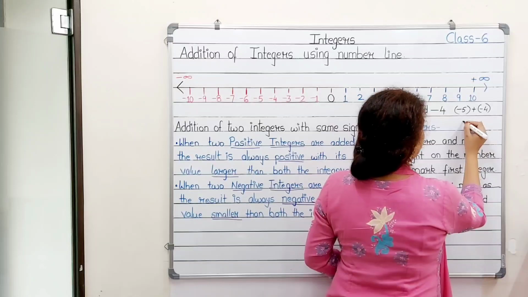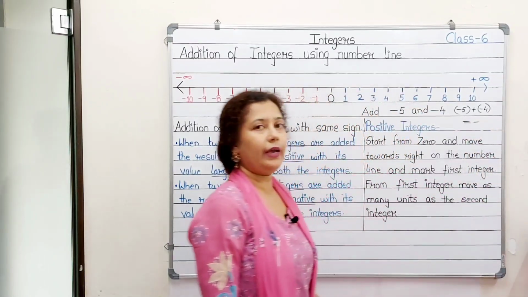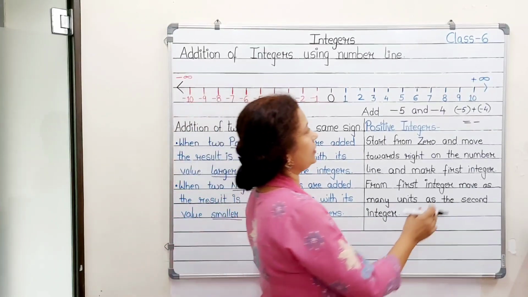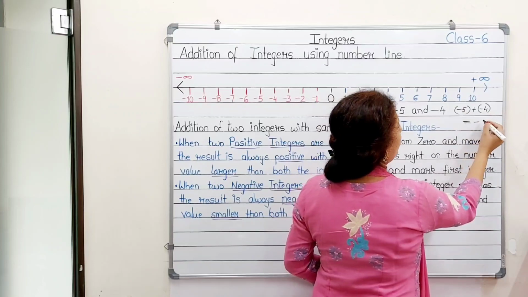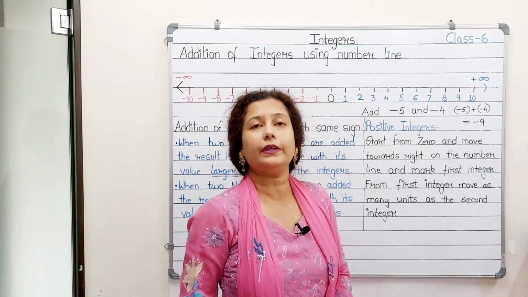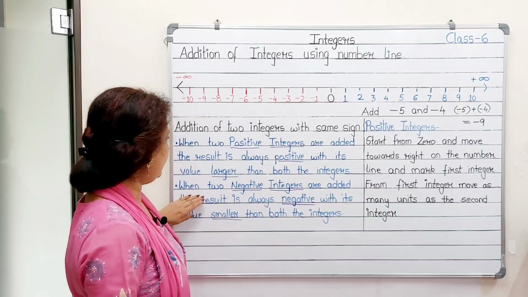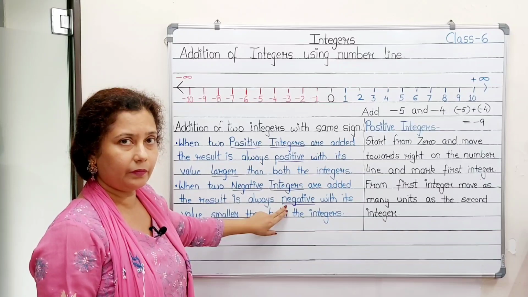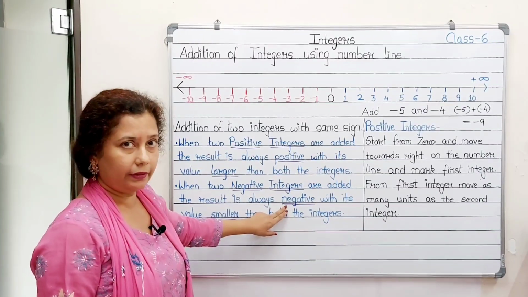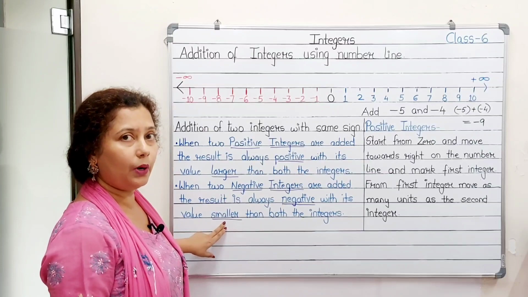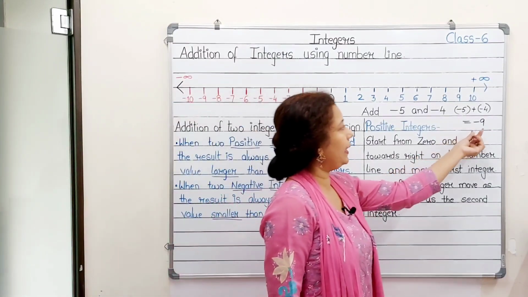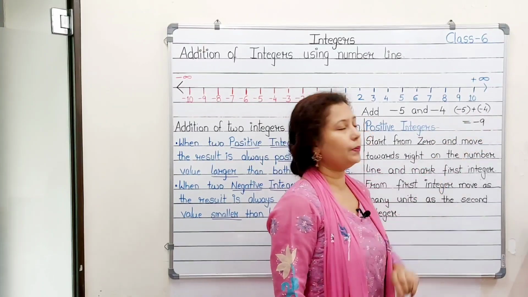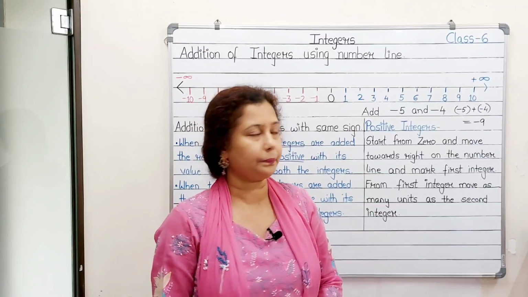So the result will be negative and we have to add the absolute values of both the integers. So we will add 5 and 4, that is 9. The sign of the result will be negative. Here we are adding two negative integers, and the result is always negative. So the answer will always be a negative integer and it will be smaller than both the integers. So here minus 9 is smaller than minus 5 and minus 9 is also smaller than minus 4.